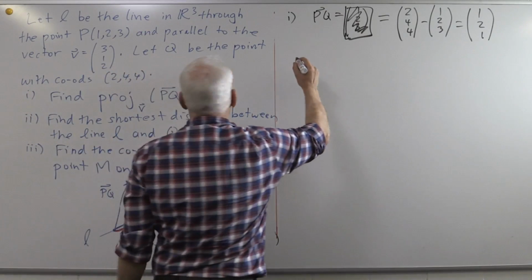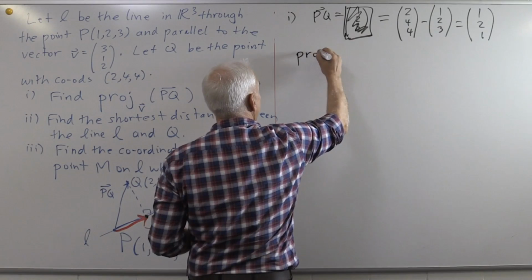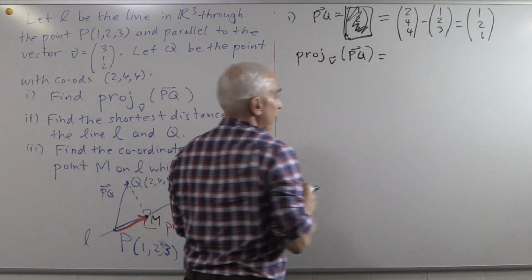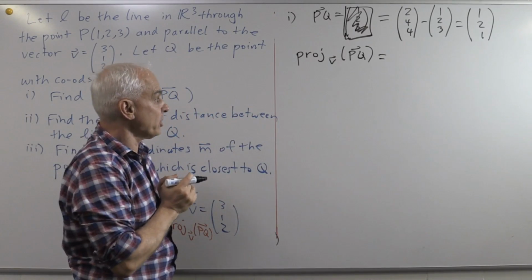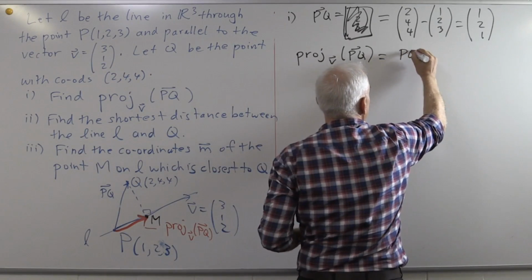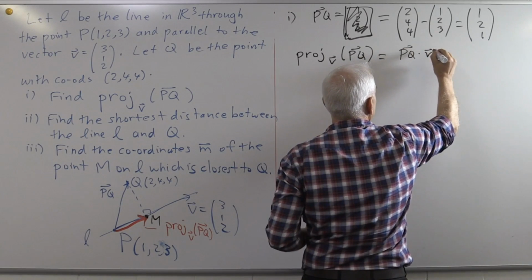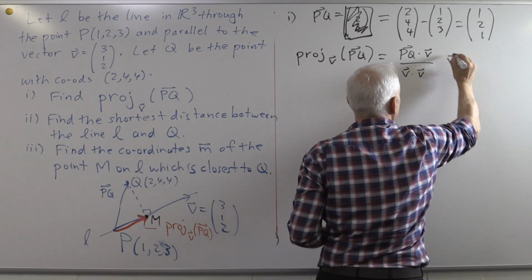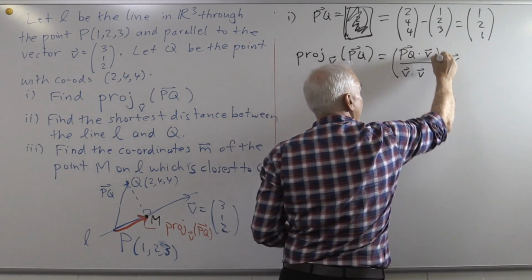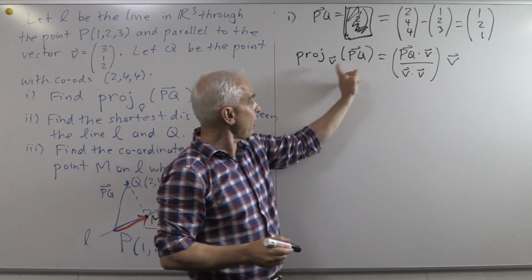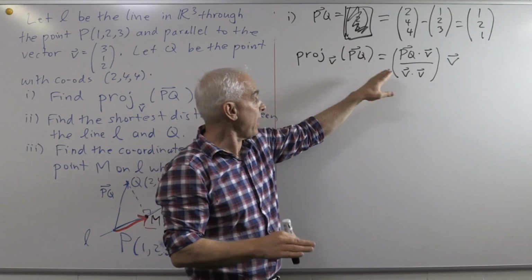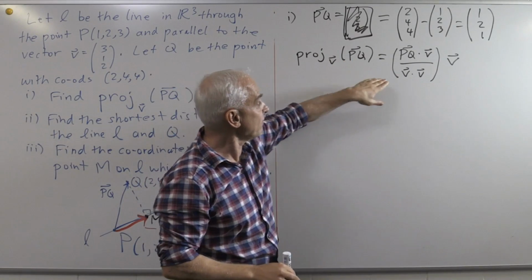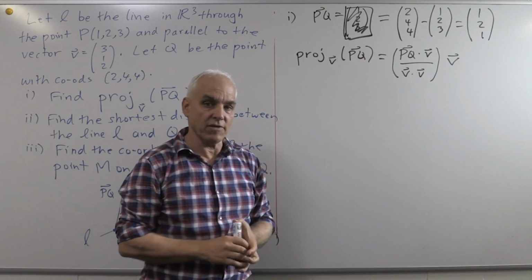Okay. And so now we're asked to find the projection onto V of PQ. So the formula for that, which we have to know, the formula for the projection, is PQ dot V over V dot V times V. Sometimes it helps to put some brackets around there. So it's some multiple of the vector V that we're projecting onto, and that multiple is obtained by taking the dot product between this vector and that vector and dividing by V dot V of that vector there.